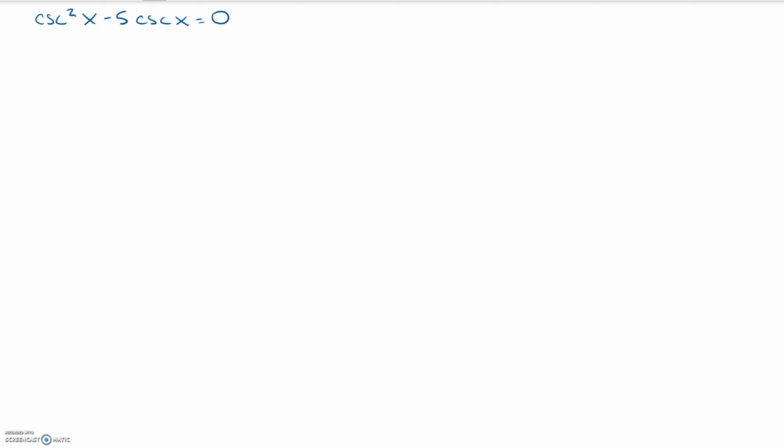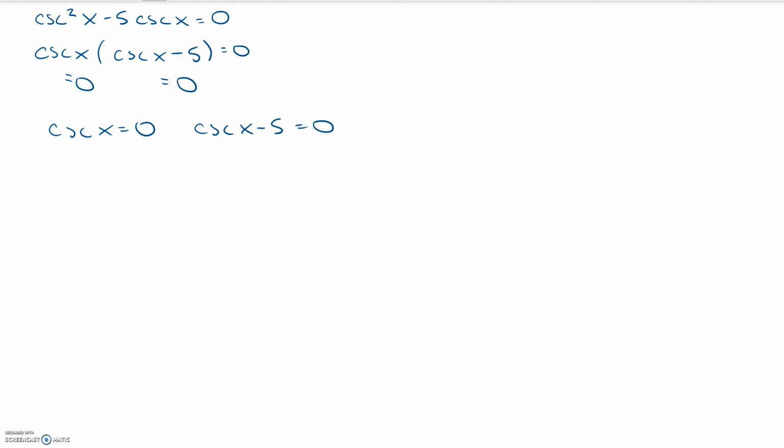Here we go again. Try this problem, see what you can come up with, pause the video, and come back when you're done. I'm going to factor out a cosecant x. I get cosecant x times (cosecant x minus 5) equals 0. Set this equal to 0, set this equal to 0. I have cosecant x equals 0, and cosecant x minus 5 equals 0. Isolating the trig function, I get cosecant x equals 5.